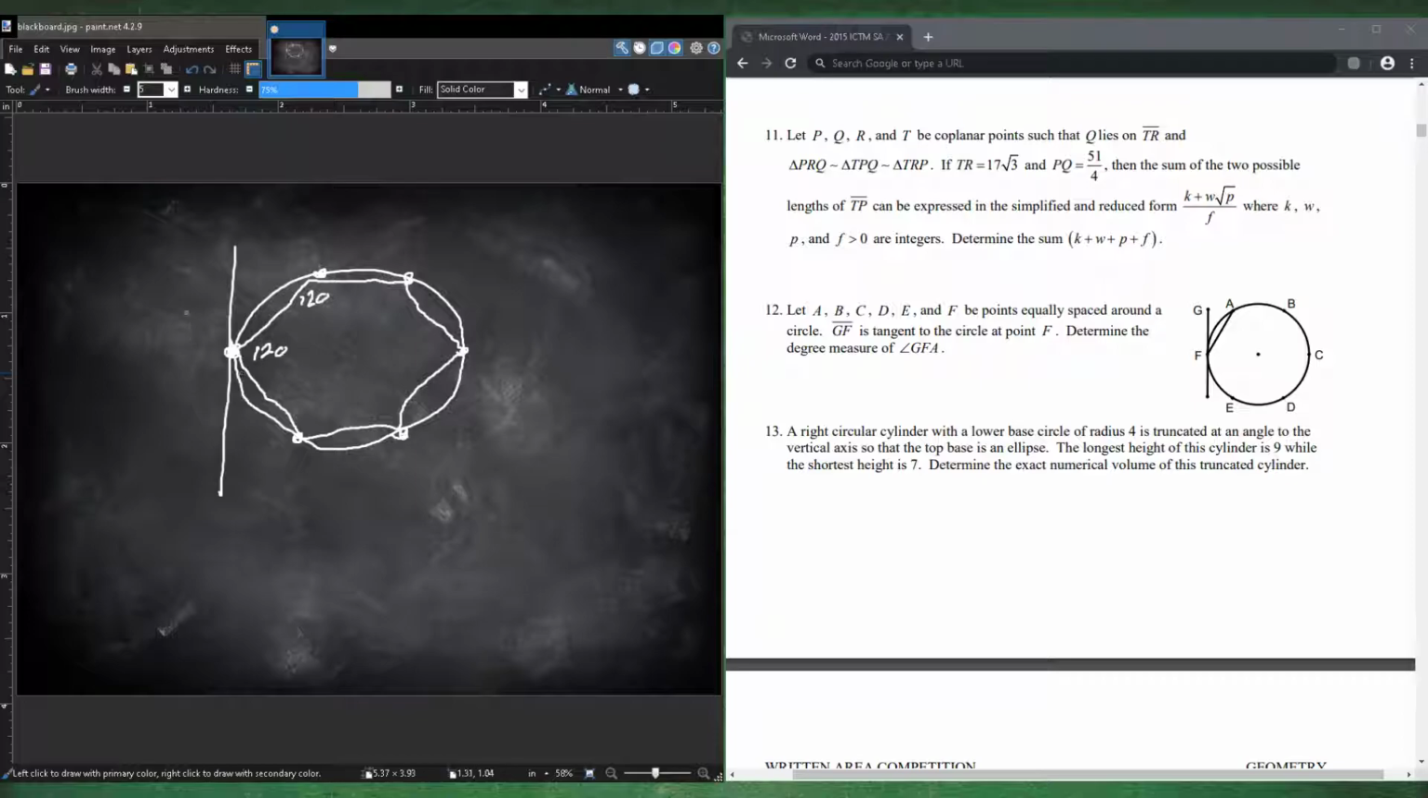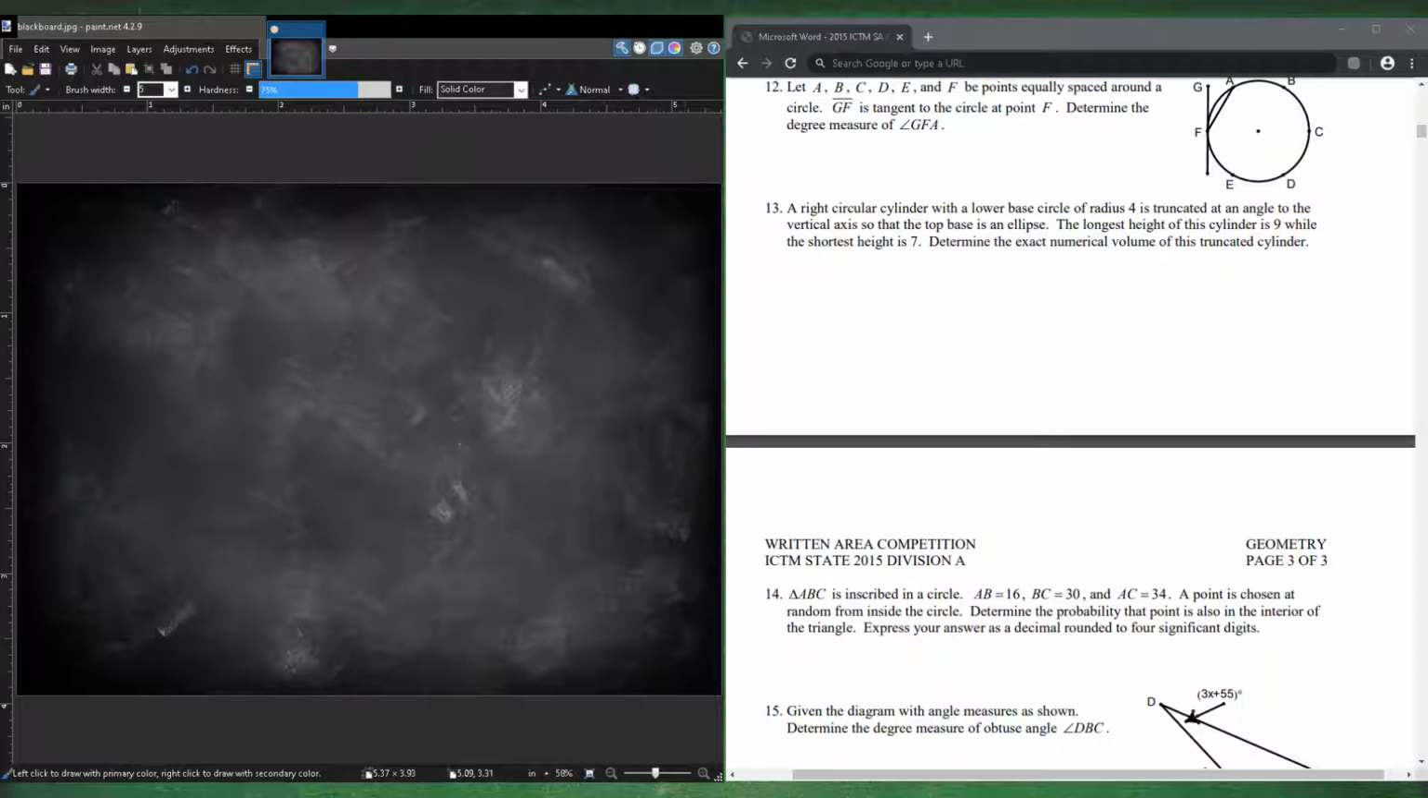So we need to find GFA, so we need to find this angle right here. If we think about this entire thing as 180 degrees, and this portion is 120, then if you think logically, this angle should be equal to this angle. So let's just call this x. So 2x is equal to 180, so 60 is equal to 2x, so x is equal to 30. And that is your answer. So your answer for number 12 is 30.